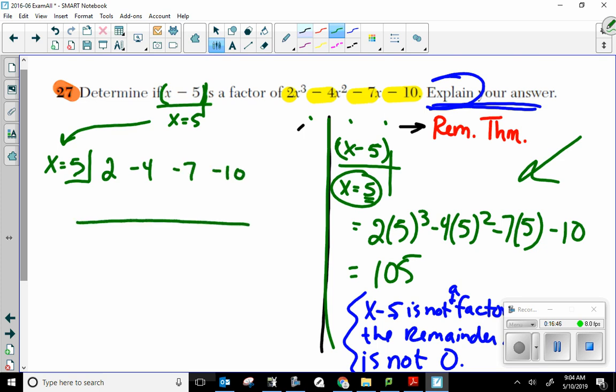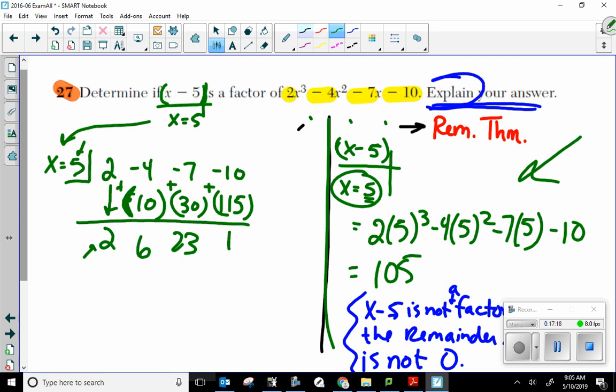And I draw a line down here. I always drop the first number. I drop the deuce, no pun intended. That's a 2. And I multiply this number by whatever is here to get my next number. 5 times 2 is 10. And I add everything. So I get 6. 5 times 6 is 30. I add everything, and I get 23. 5 times 23 is 115. And I add them, and that gives me 105. This is my remainder, the last number. Should be 105, shouldn't it?